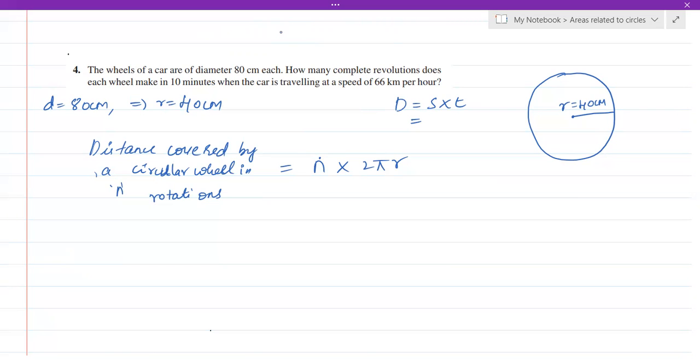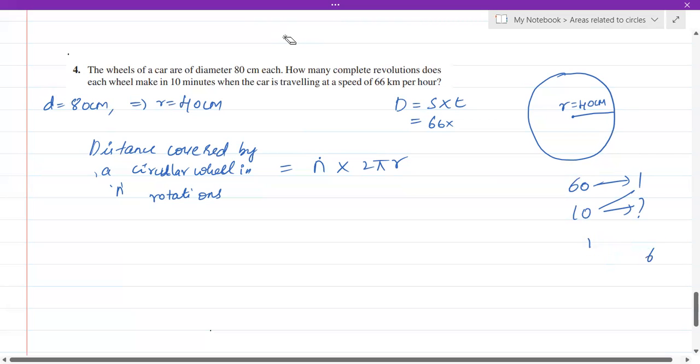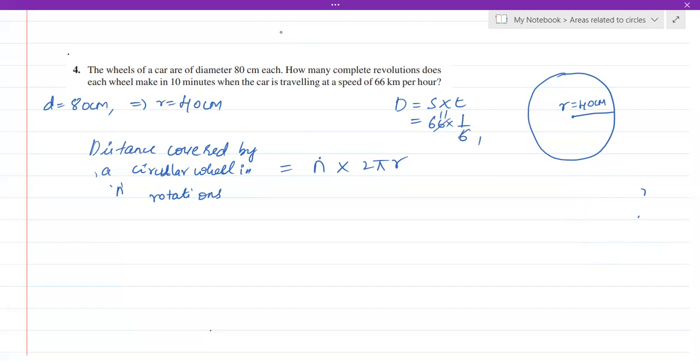So the speed is 66 kilometer per hour, so 66 into 10 minutes. 1 hour is 60 minutes, right? Or I can tell it like this: 60 minutes is 1 hour, so 10 minutes is how many hours? Cross multiply. 10 into 1 is 10 divided by 60. So the 0 gets cancelled. It is 1 by 6 hours. So it will become 66 into 1 by 6. 6 ones are 6, 6 elevens are 66. So therefore the distance covered is 11 kilometer.